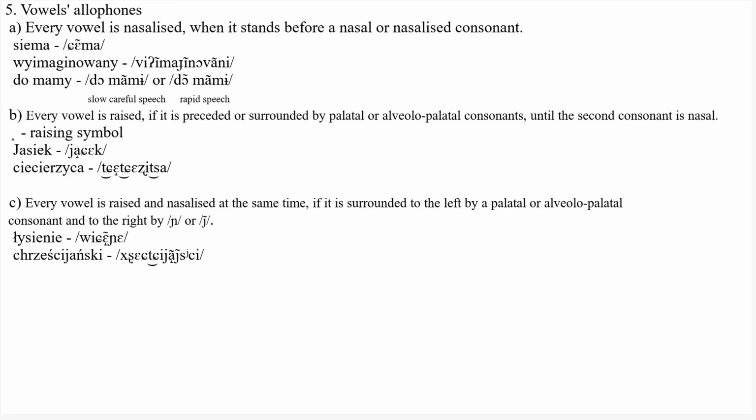What raised means is that if we looked at the chart, which I showed you before, that e or any other raised vowel would be drawn higher. And every vowel is raised and nasalized at the same time if it is surrounded to the left by a palatal or alveolo-palatal consonant and to the right by nia or ja, as in łysienie and chrześcijański.